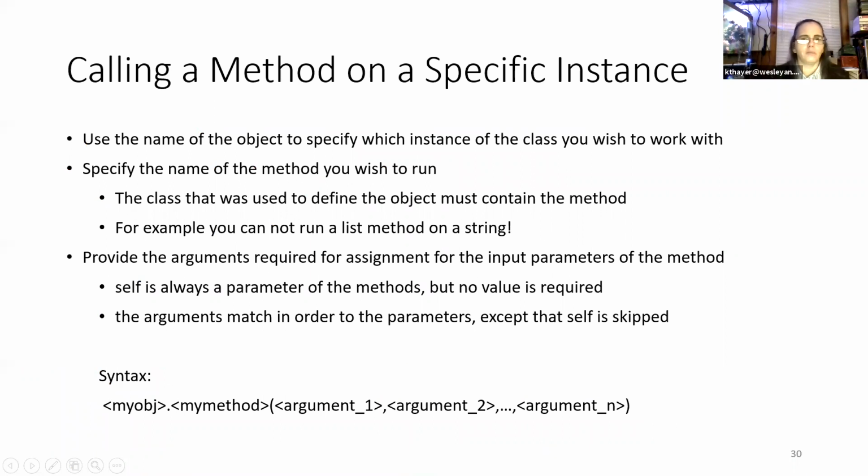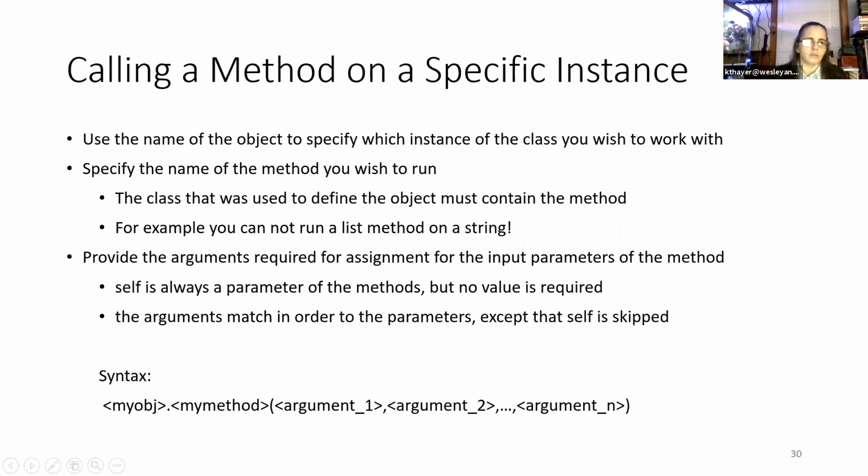Suppose you want to call a method on a specific instance. How would you do it? You'd use the name of the object to specify which instance of the class you wish to work with. You would specify the name of the method you wish to run. The class that was used to define the object must contain the method. If you call something that doesn't exist, it's like an undefined variable, it's not going to work. For example, you cannot run a list method on a string. Doesn't make sense. So you have to pick something that's defined and that applies to what you're working with. Provide the arguments required for assignment for the input parameters of the method.